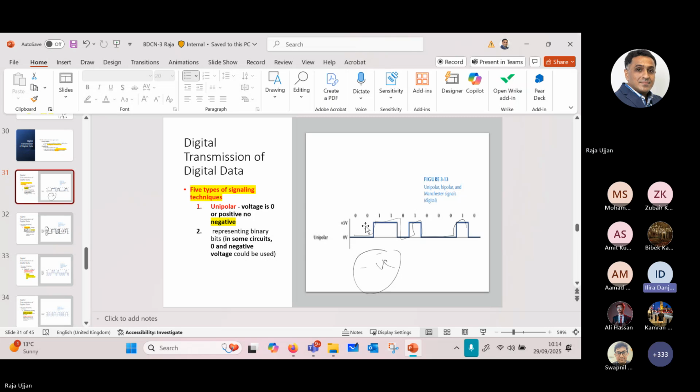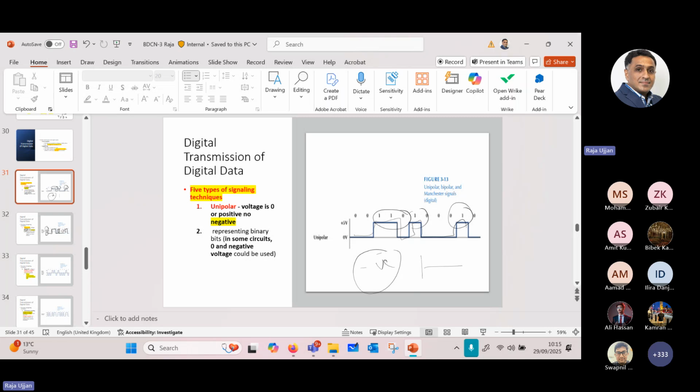Let's say any signal. Let's say your device is unipolar. Unipolar means they are using only one side. Can you check this line is only upside? The signal is positive, positive, positive. So they are using just positive. They are not going to negative. That is unipolar.